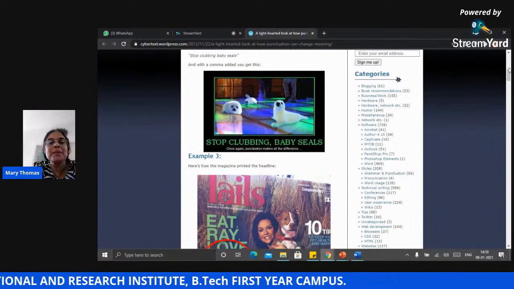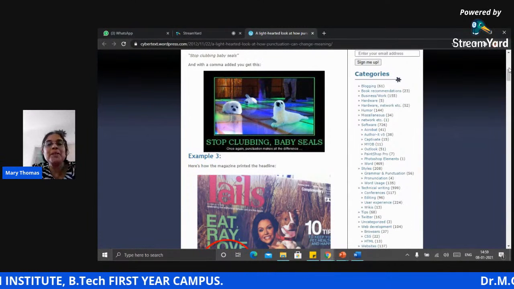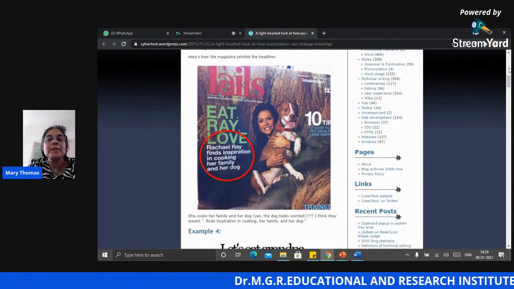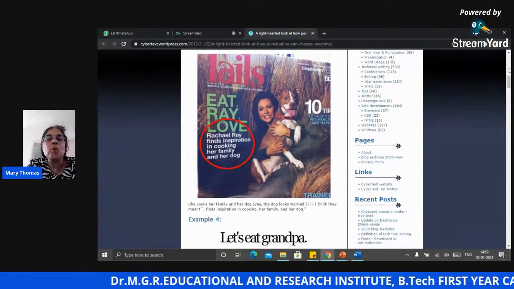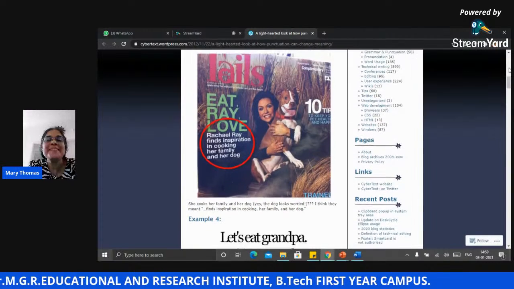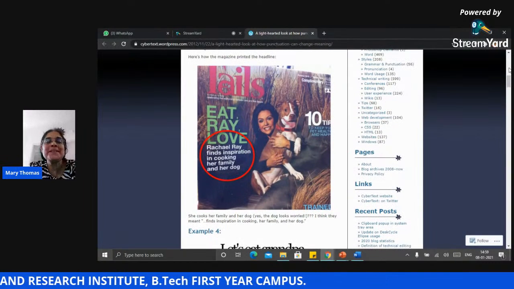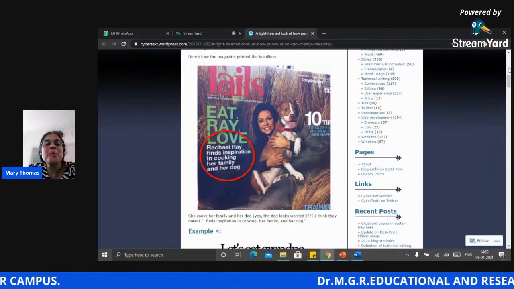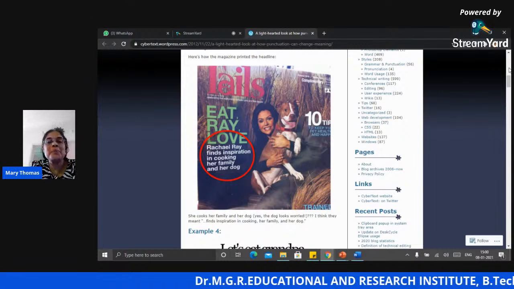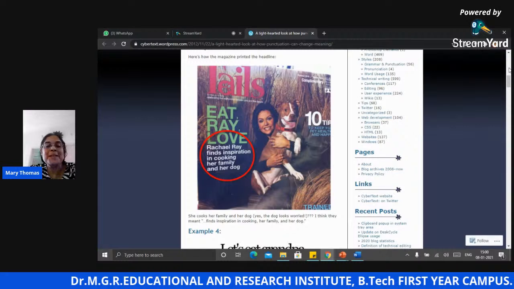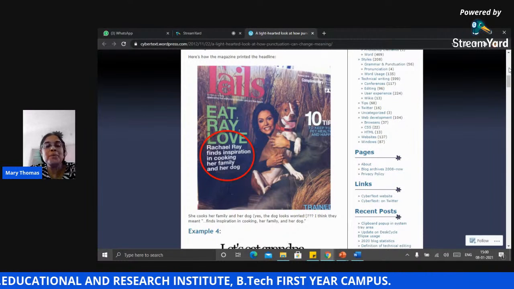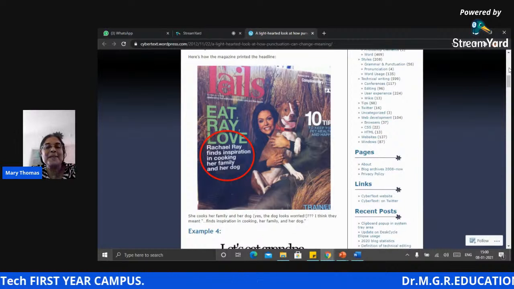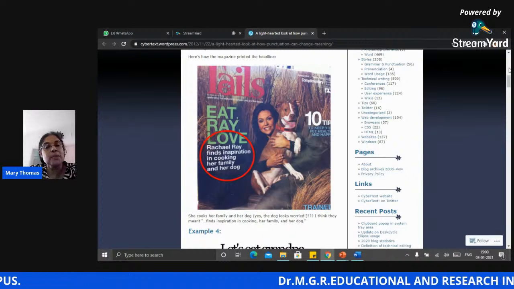Okay, and the next one is also very, very interesting. The next one, she cooks her family and her dog. Okay, so she cooks her family and her dog. What is the irony in the sentence? There's no comma at all. So it looks like she cooks her family as well as her dog.